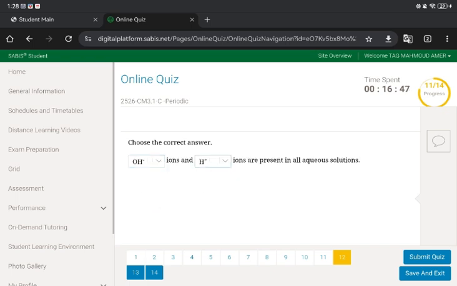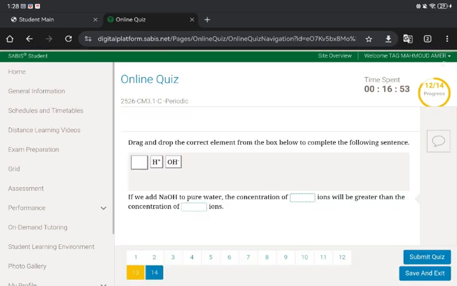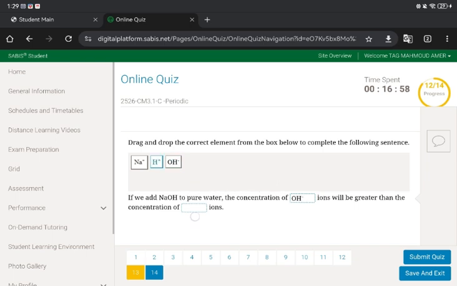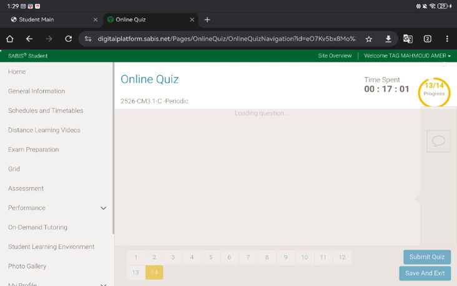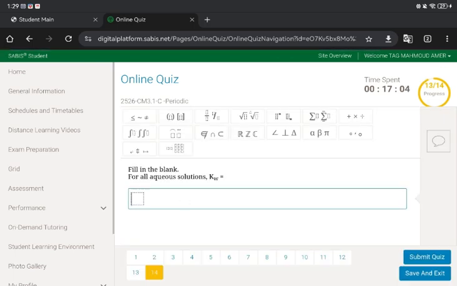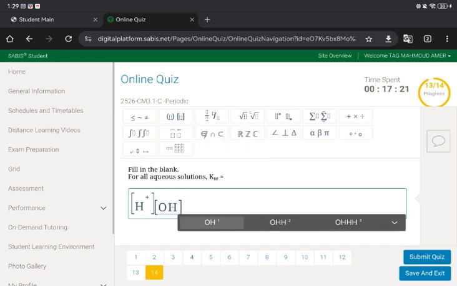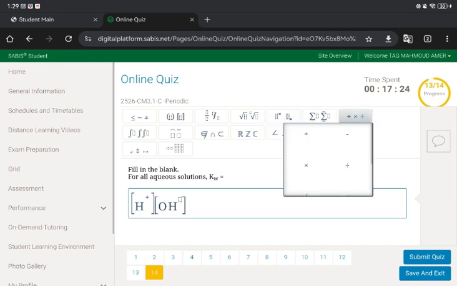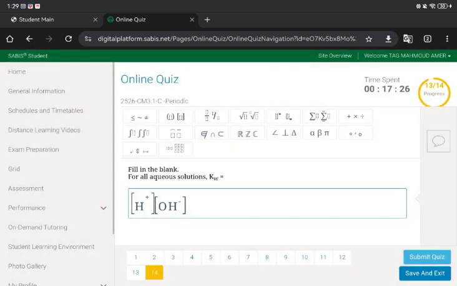OH minus and H plus, because it's water. That's how you get water. There's two H's and one O. If we add any OH to pure water, OH minus would be greater than H plus, obviously. And then Kw is the concentration of H plus times the concentration of OH minus. That's it.